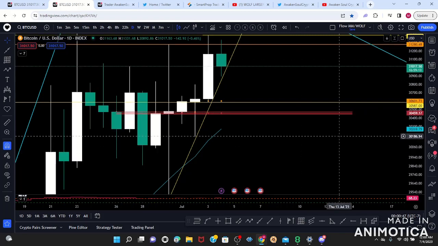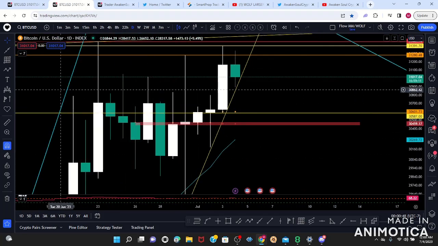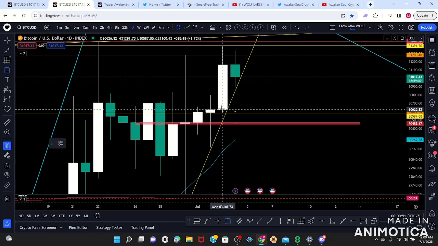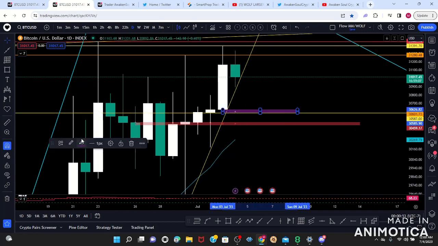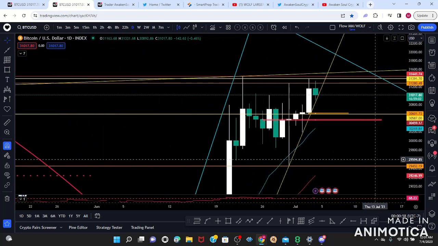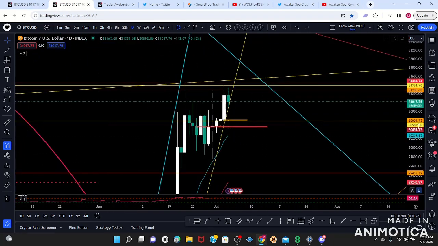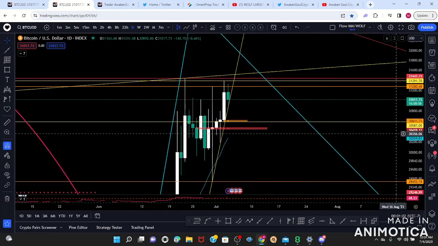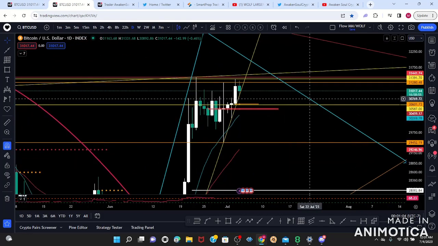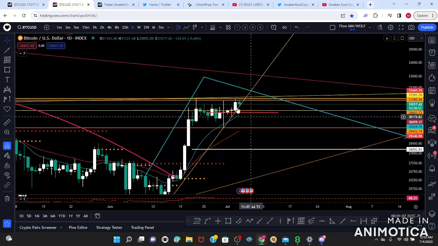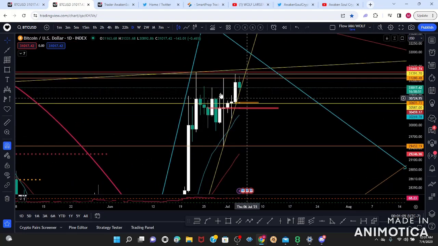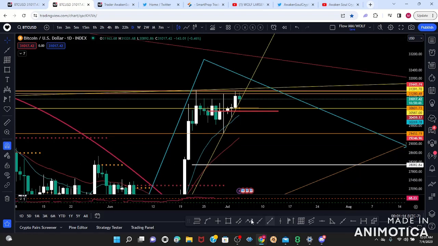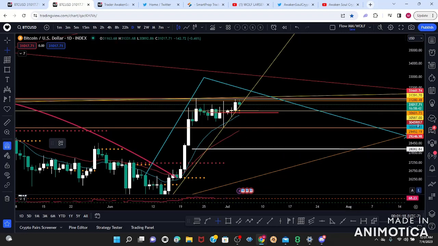Turn your wicks back on, right? So this is our weekly major, weekly support. And it's a beautiful confluence with my daily support. So for me to take a short right now, once this daily support breaks, I would be shorting. No questions asked.